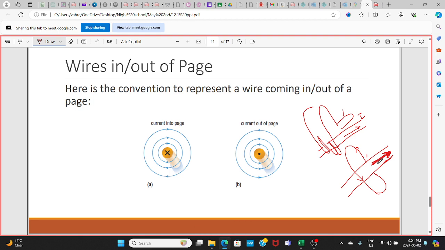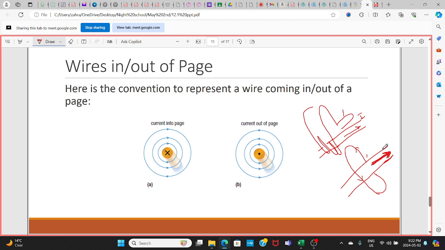So if the current is going to the right and you're using the right hand rule, how would that look? Put your thumb in the direction of the current, to the right. Now your forefinger: if your thumb is to the right, your forefinger will go up at the back of the wire and go down in front of the wire.